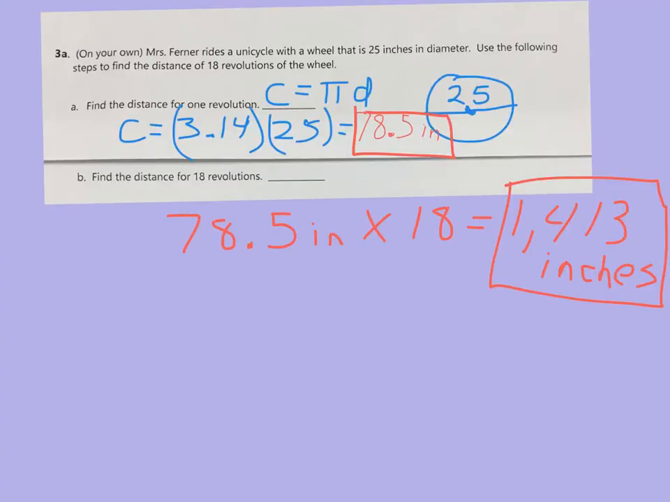All right, check your answer. For step 1, again, we are finding the circumference, because one turn of the wheel is the distance around the circle once. The diameter is 25, so I can find the circumference by doing pi times 25, and that equals 78.5 inches. Now if I want to find 18 revolutions of the wheel, or my unicycle, I would do 78.5 inches, that's one rotation, times 18, and that's 1,413 inches.